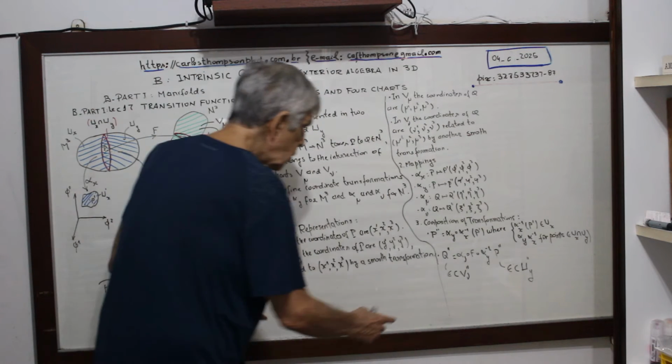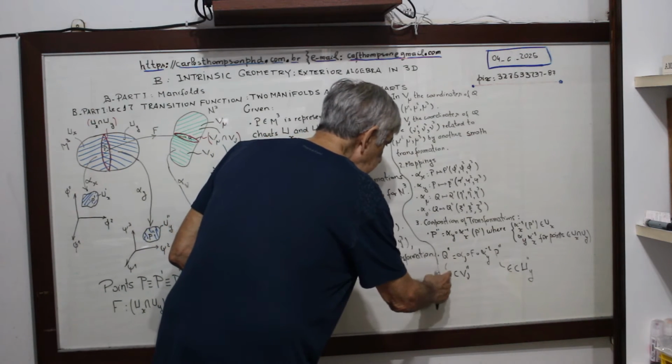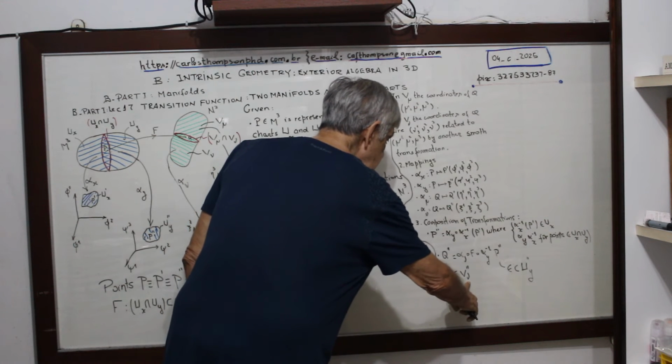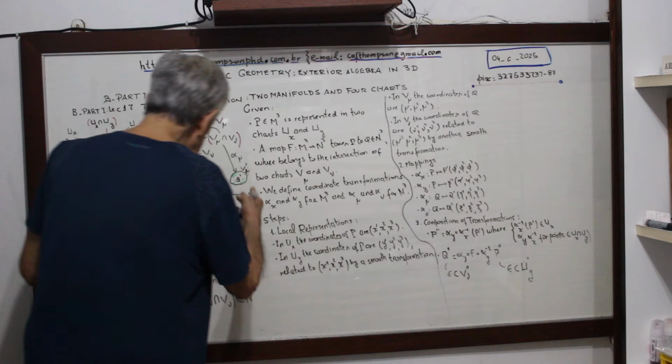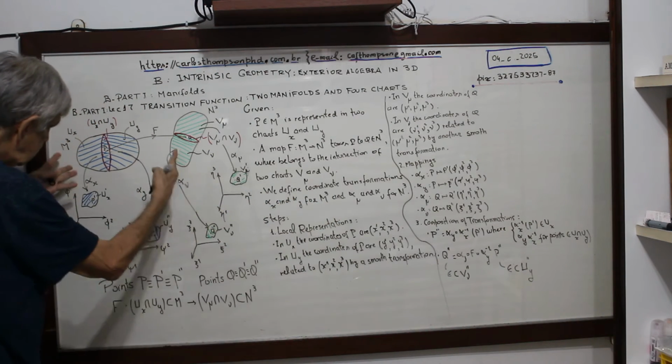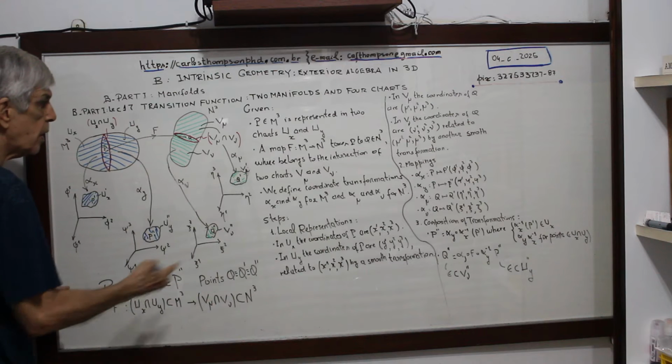So q double prime must be in this chart v nu. Just look at here, you see? Everything is written there. You just look at here and compare.